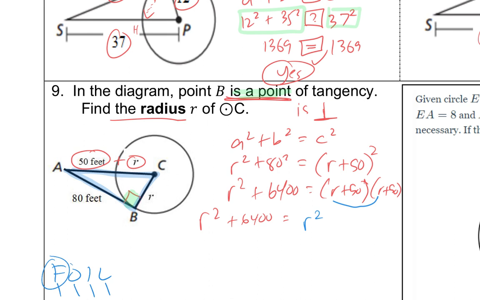Then we're going to do O for outside. So the outside is r times 50. So r times a positive 50 is just going to be positive 50r. Now we're going to do I. I stands for inside. That's going to be the two inside ones. So positive 50 times r is just going to be positive 50r. Then our last one, L for last, that's going to be the 50 times the 50.